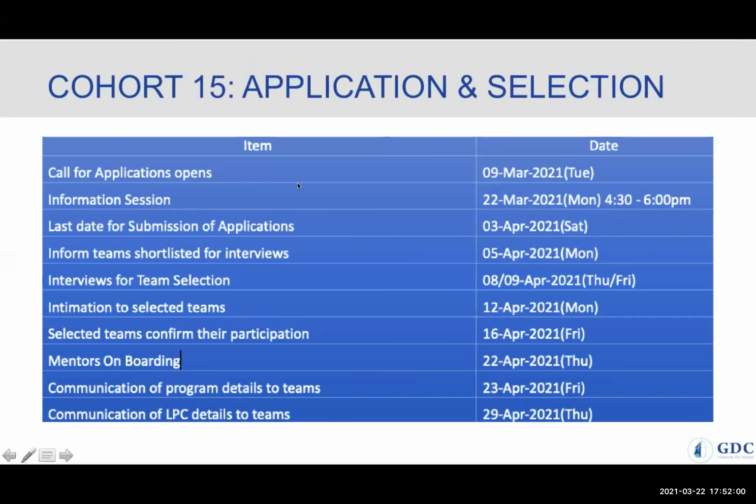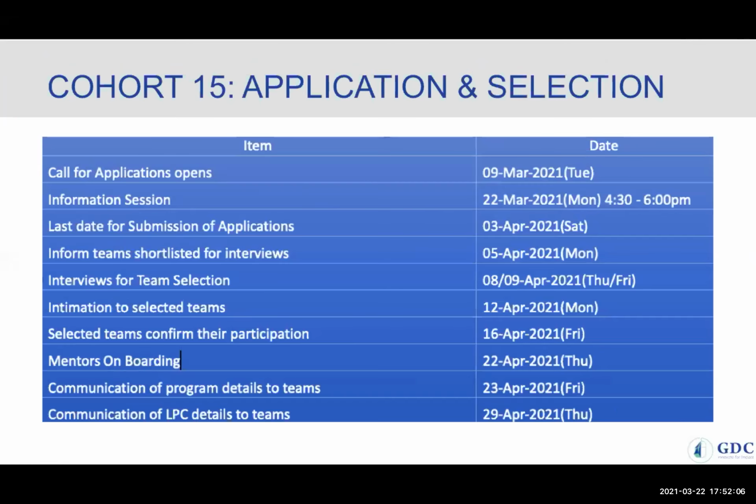So that should give you a perspective about what some of the senior faculty members who participated in the program feel about the program. So I'll hand over to Triveni now. Yeah, thank you, Rajiv. So we are just going to take a quick look at the timelines for cohort 14.